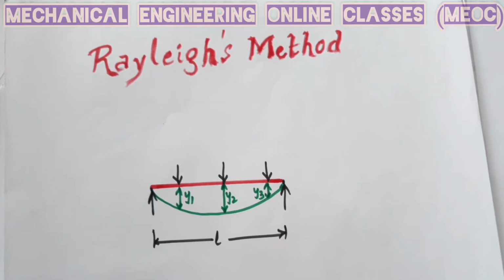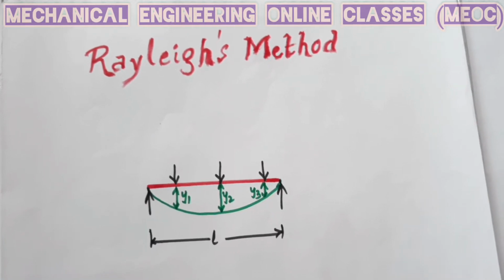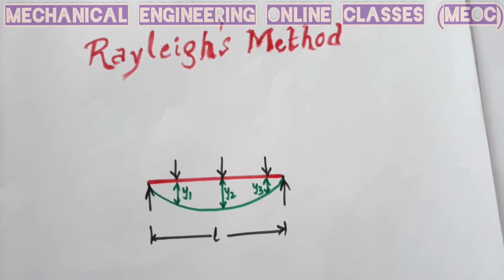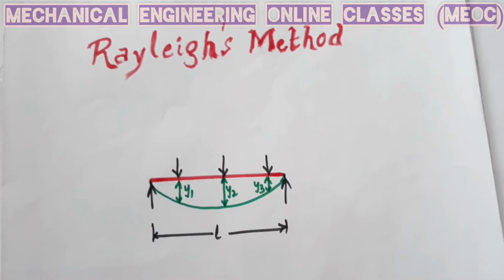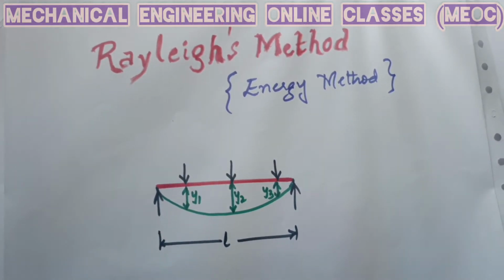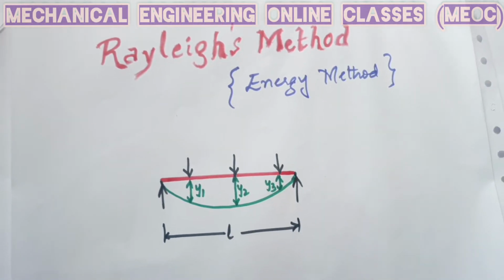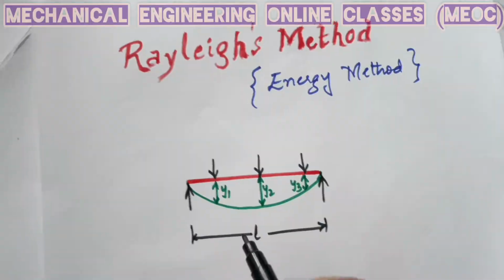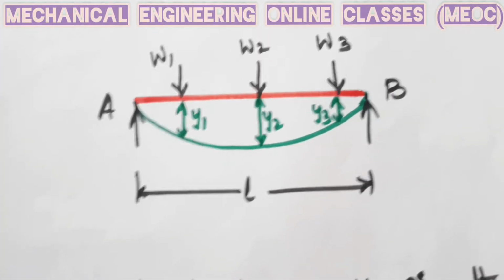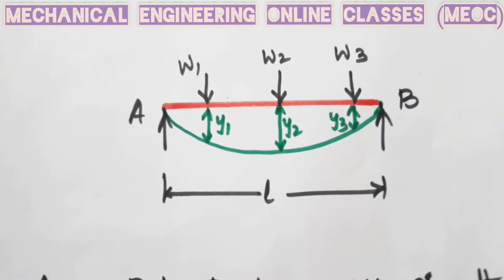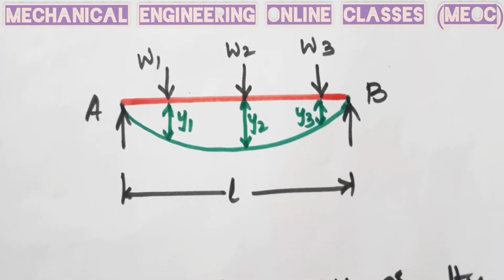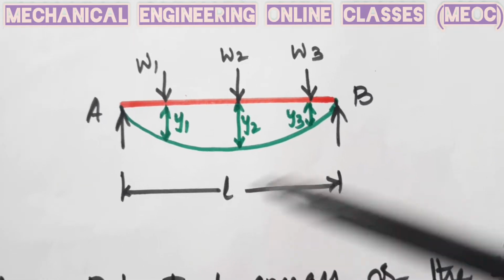One method used to find the natural frequency of transverse vibrations for a shaft that is subjected to several loads is Rayleigh's method. Rayleigh's method is also called the energy method. Let us consider a shaft AB of negligible mass which is loaded with point loads W1, W2, W3 and so on, whose length is small l.